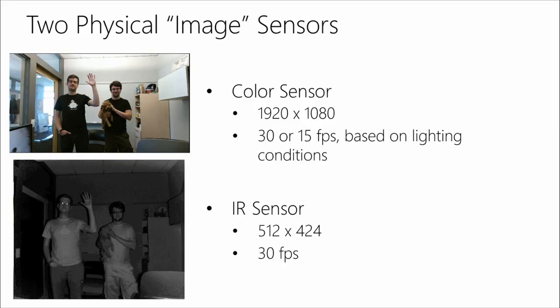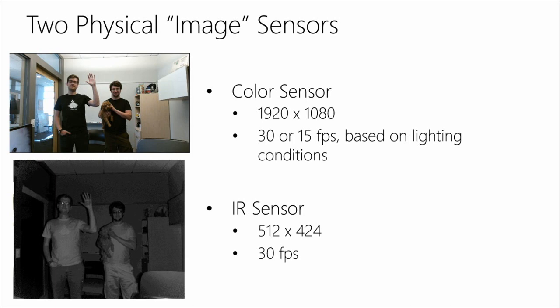So Rob, you want to talk a bit about the image sensors that we have? Sure. We've got the color sensor, as you've seen, and it's, once again, 1080p, so that's 1920 by 1080. In V1, we had 640 by 480 at best. You get that at 30 frames per second, 15 frames per second if light is low.